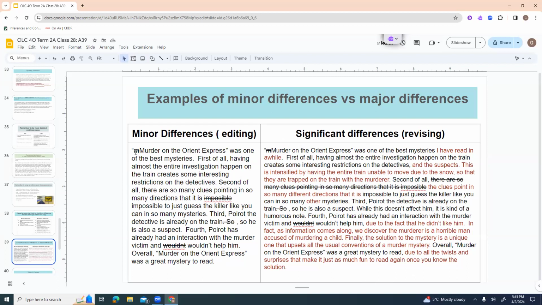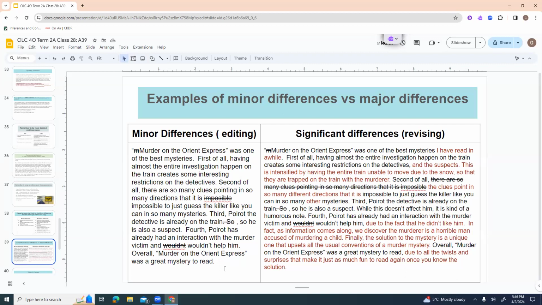Minor differences. Somebody changed a lowercase m to a capital M because it's the beginning of a sentence, okay? Here they spelled impossible wrong. They changed it to the correct spelling. Here they had 2 sentences. One was an incomplete sentence, so they revised it. So now it is a complex sentence. And then here's another spelling mistake. They fixed them. So here's how this sounds overall.